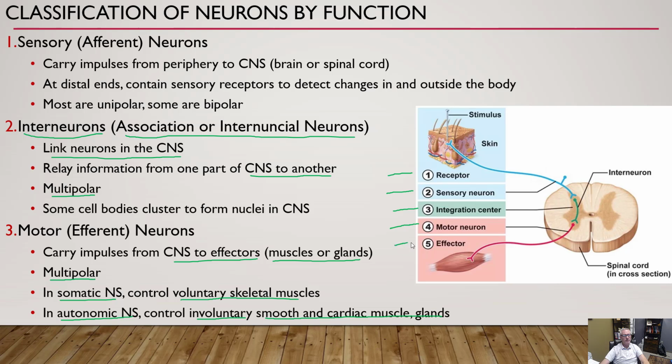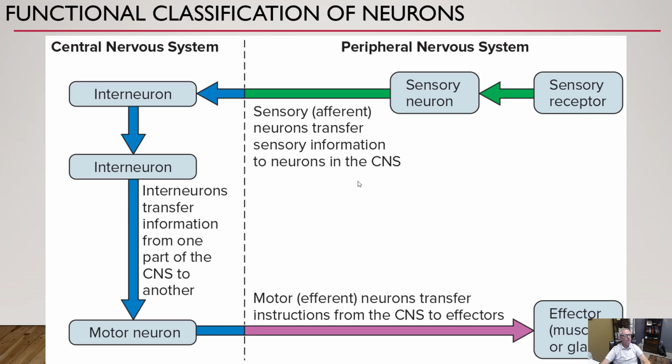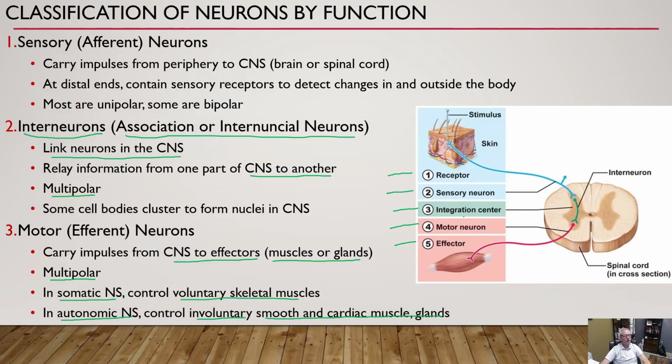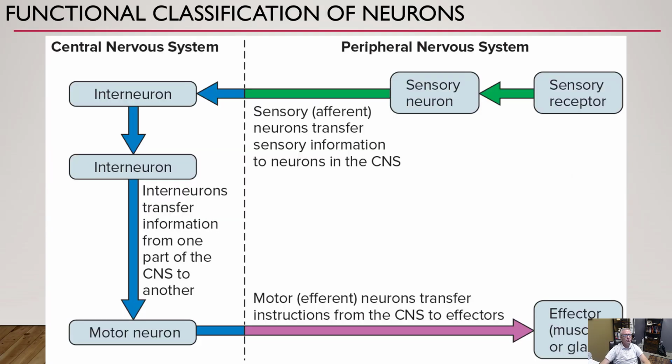And then we have the effector. In this case, it looks like a skeletal muscle. So you're going to have to memorize those 5 steps: receptor, afferent neuron, interneuron, efferent neuron, and effector. And we'll talk a lot more. I'll bring this up several times.